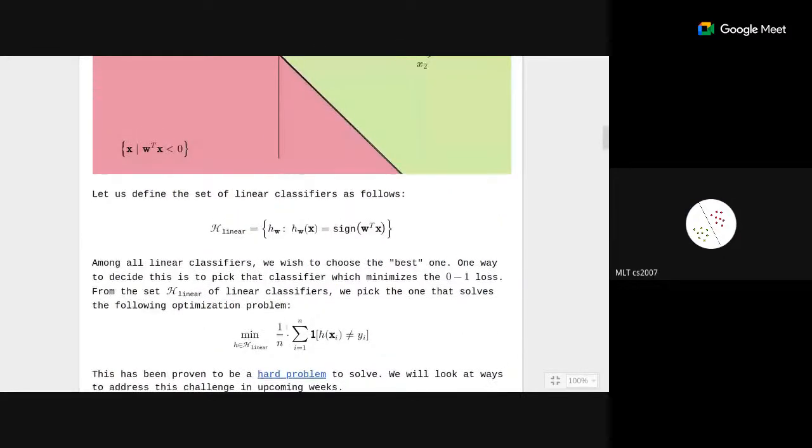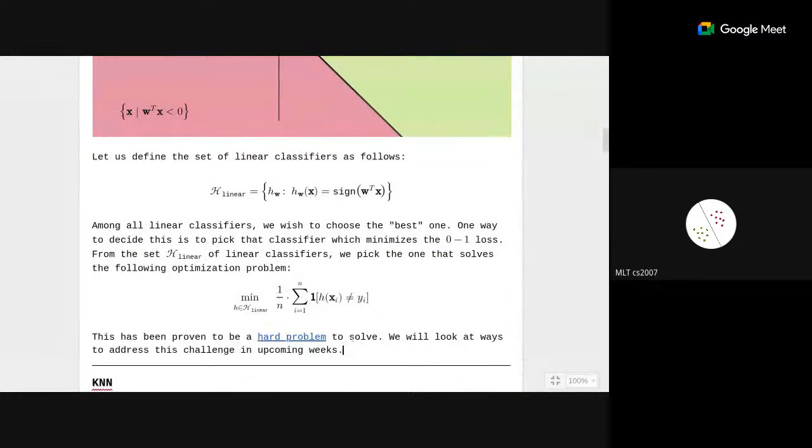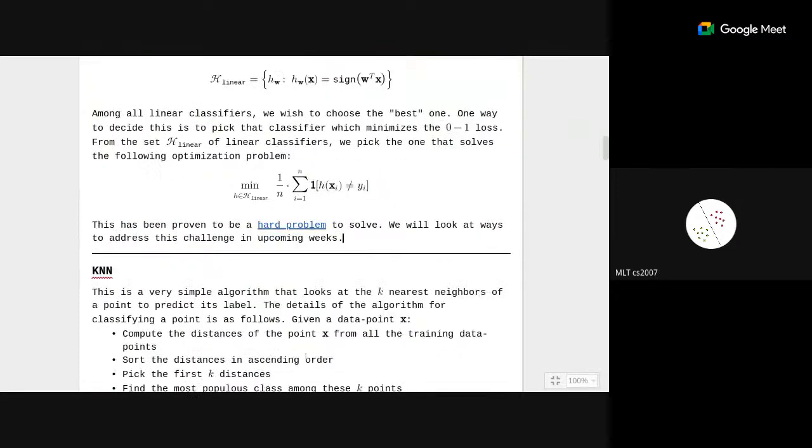So they are linear classifiers. The reason we introduce linear classifiers is because it's the simplest one, and yet it's quite powerful, and we'll be seeing them in week 9, week 10, and so on. So we'll see more of these in upcoming weeks.